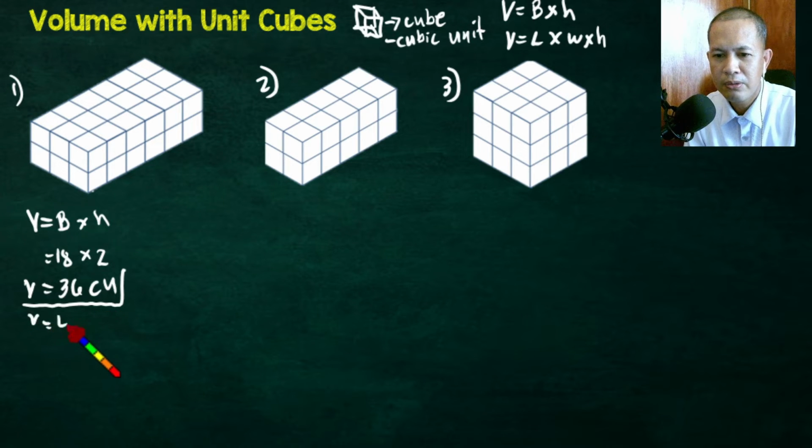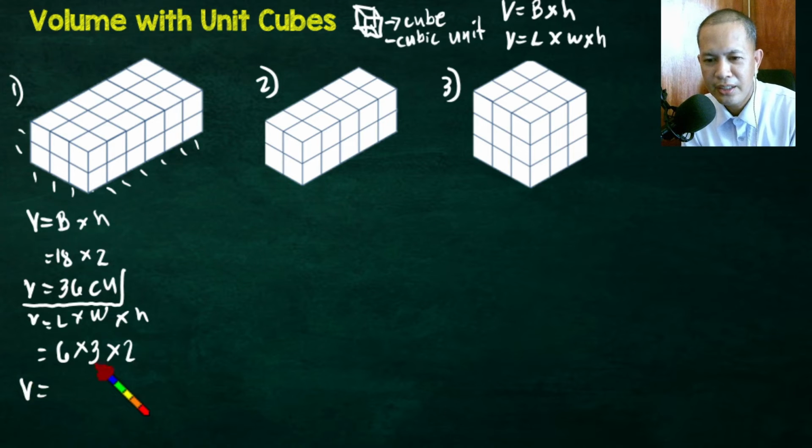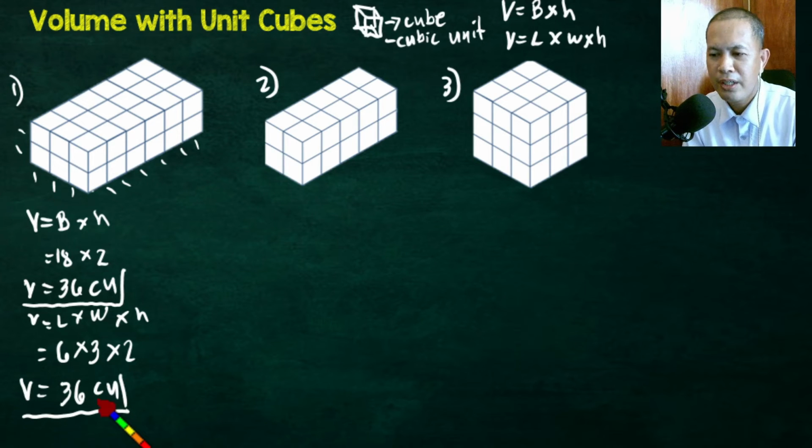Okay, volume is equal to length times width times the height. Ang length natin dito, 1, 2, 3, 4, 5, 6. 6 ang ating length. And then, width natin, 1, 2, 3. So, times 3 times ang ating height na 1, 2. So, mayroon tayong 2. Okay, so the volume here, 6 times 3, 18 times 2. The answer is 36 cubic unit.